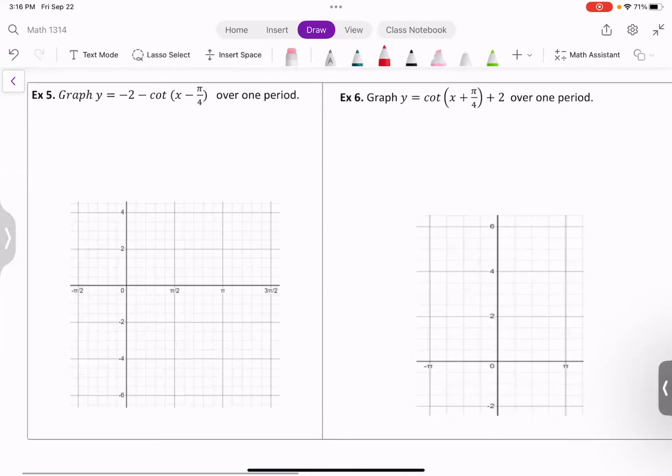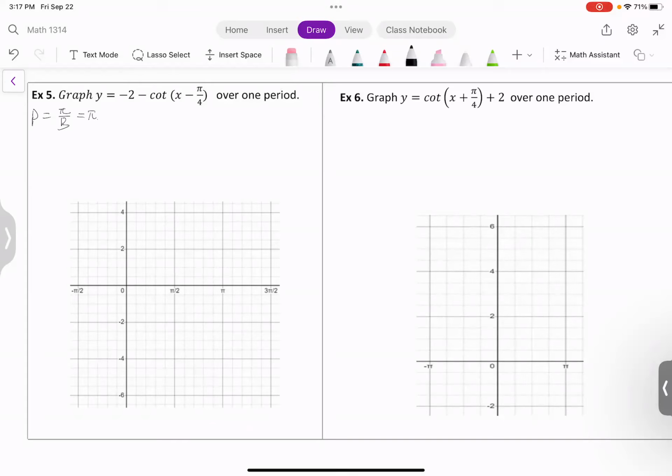They look very complex. It has more different transformations together. So how to graph it? First, I need to find the period of the function, P. P equals pi over b. B is the constant in front of the x, that is 1. So P equals pi.